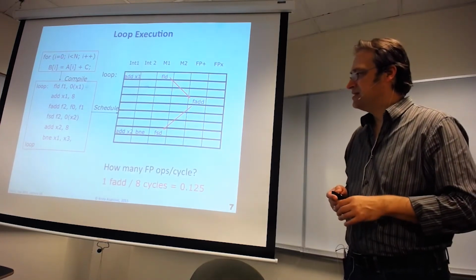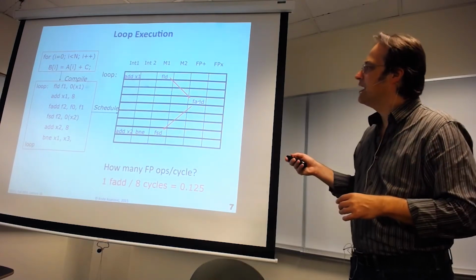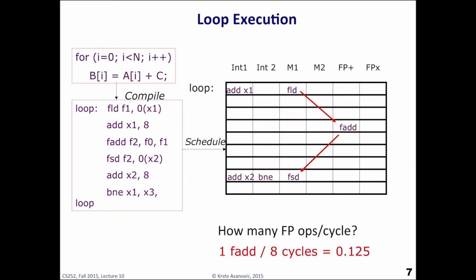Also, in this case, you'll notice that the performance is pretty lousy. You're only getting one floating point add every 8 cycles. So it's very low efficiency to execute the loop this way. So you don't want to just do this, and this is where the ideas in the FPS system evolved. One thing you can do is loop unrolling.